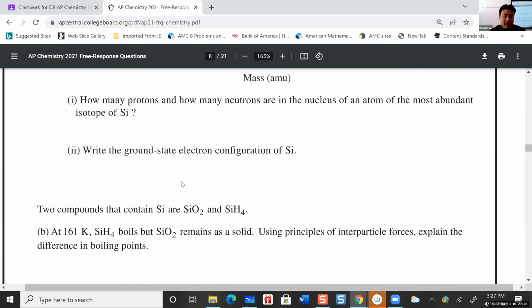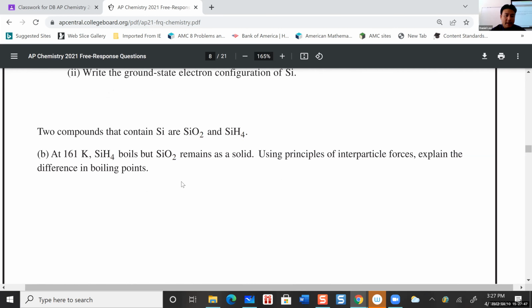And you write the electron configuration. You talk about intermolecular force, SiO2. What kind of compound is SiO2, guys? SiO2 is called silica, quartz, glass, network covalent. SiH4 is London dispersion. That's a huge difference in strength. That's why SiO2 is a solid.